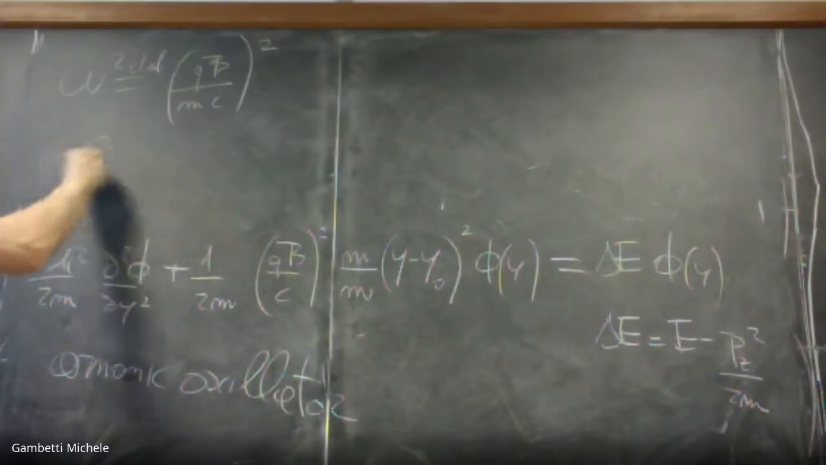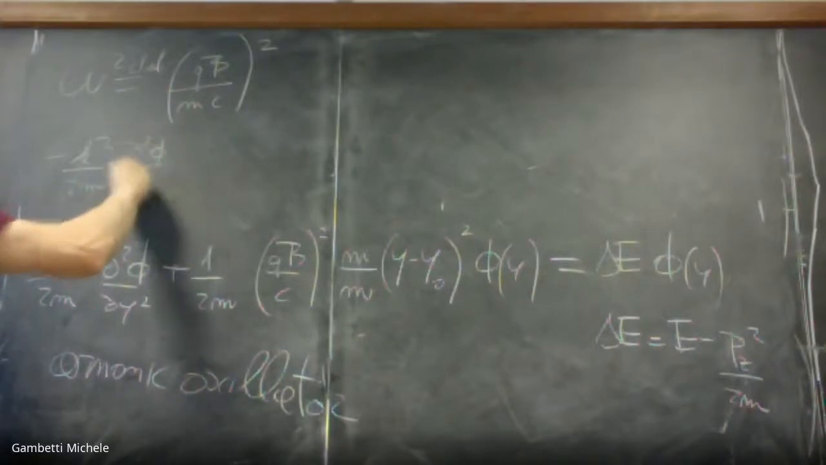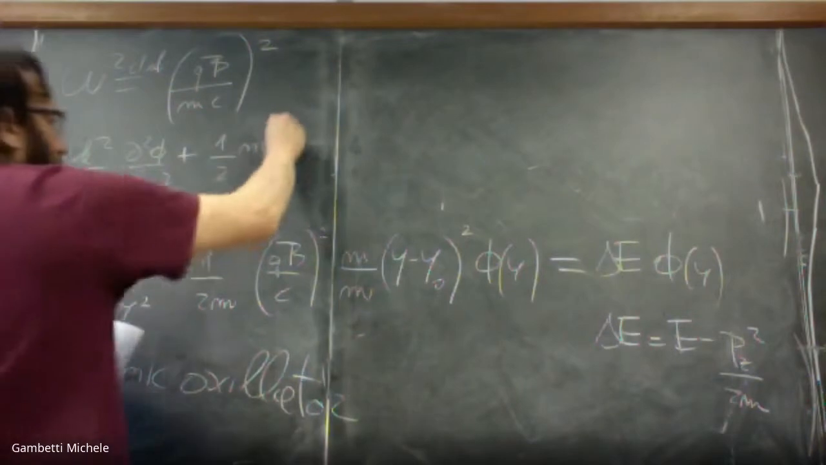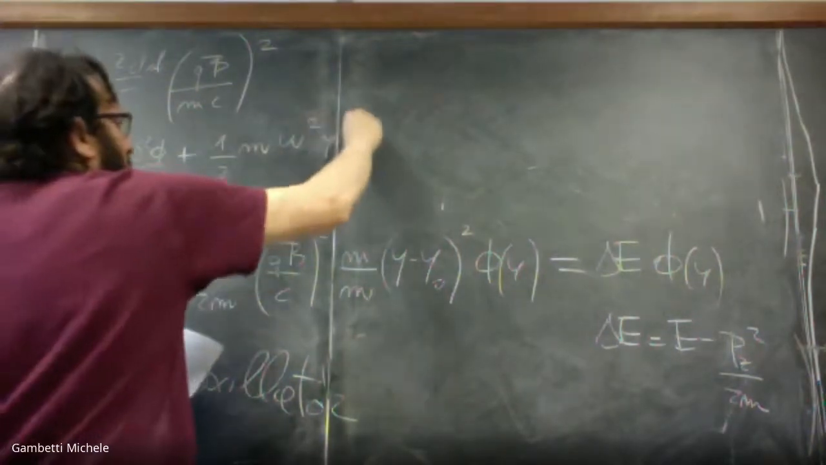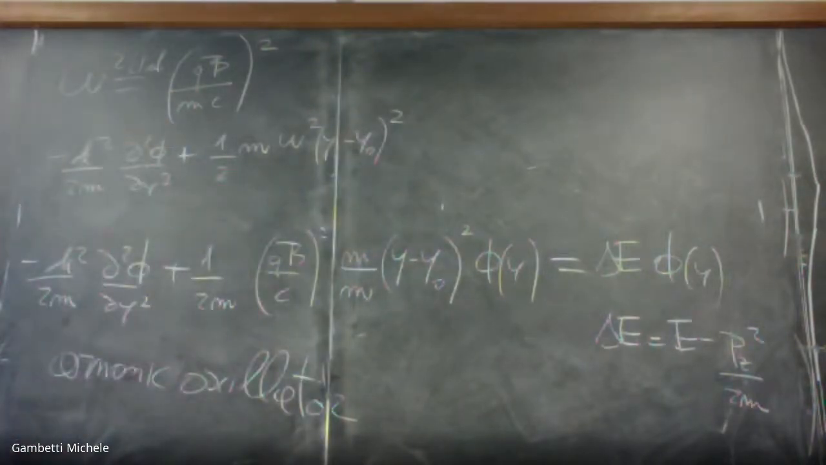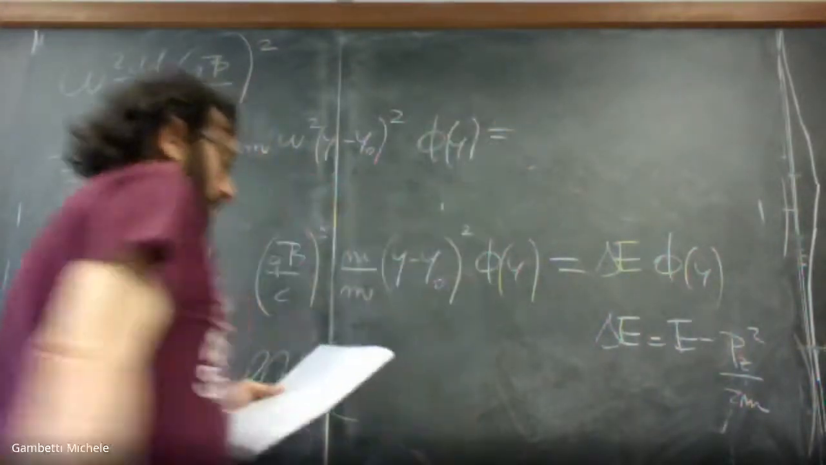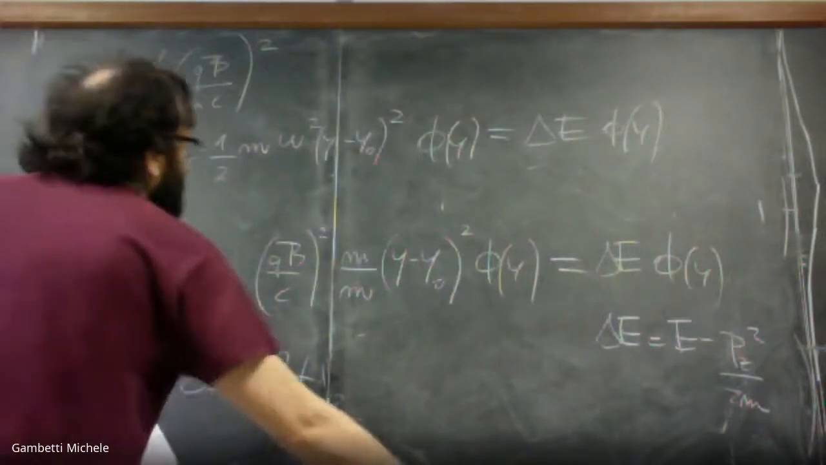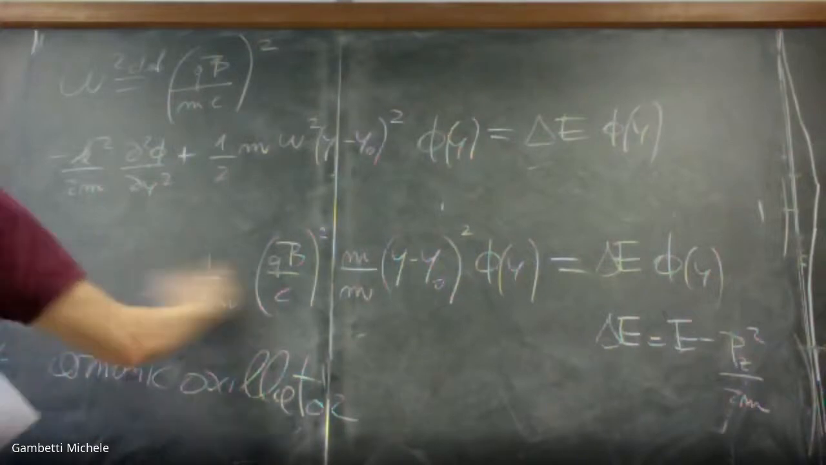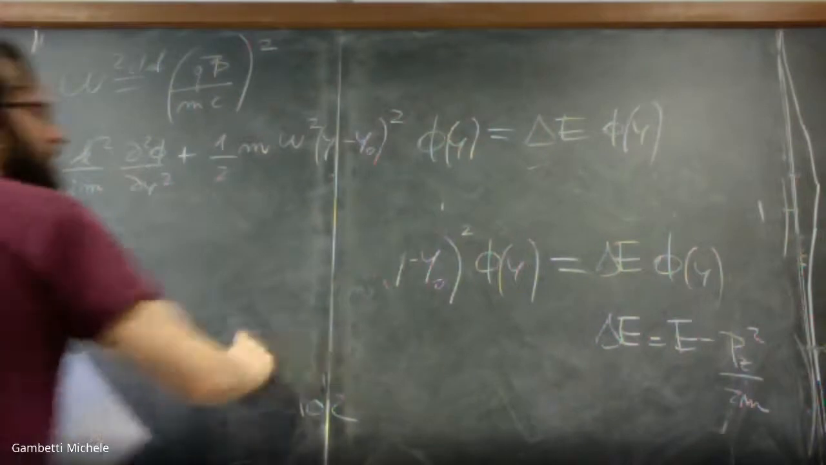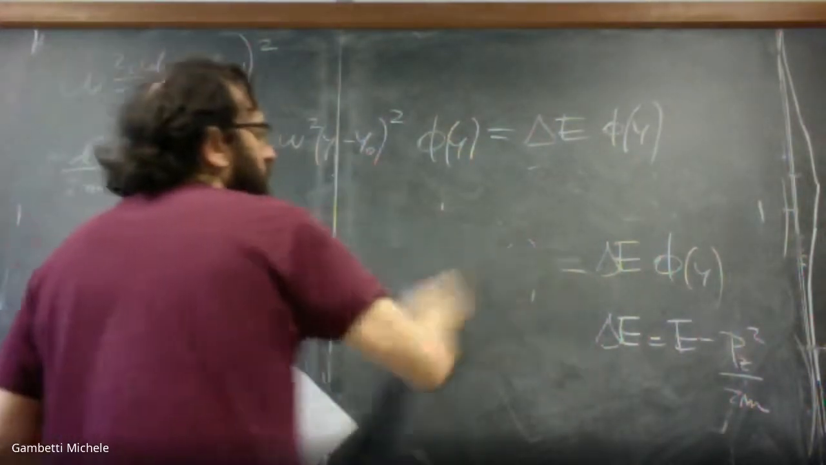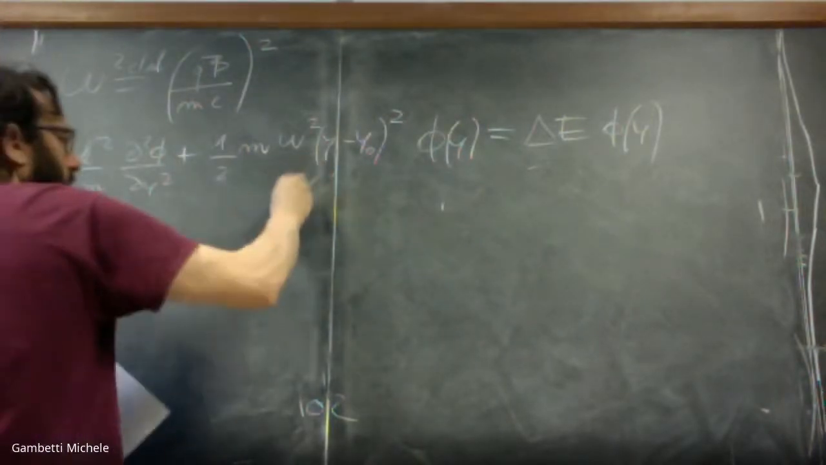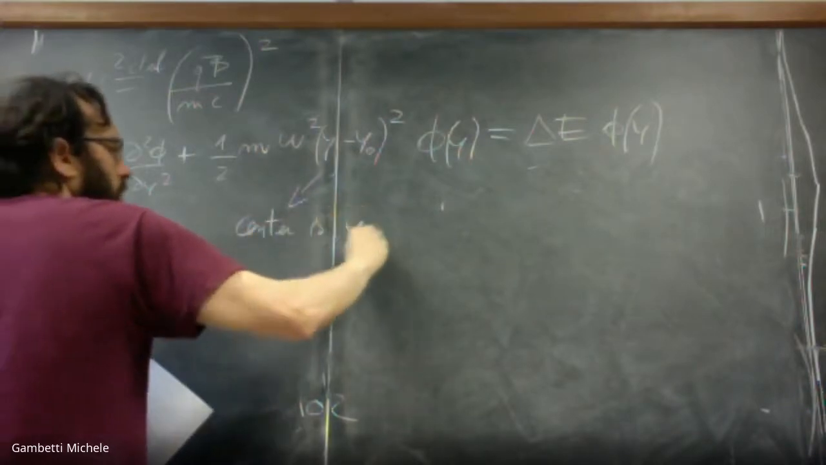And now in this way the equation looks maybe a little bit more familiar, because it's this one with respect to y, plus here you have one half m, sorry, omega squared (y minus y0) squared, which is applied to φ of y, and then you have the ΔE φ of y. Okay. Now you see indeed that this is a harmonic oscillator, just that it's shifted, in the sense that it's not centered at y equals zero, but at y equal to y0. So the center is y0. And what is y0?